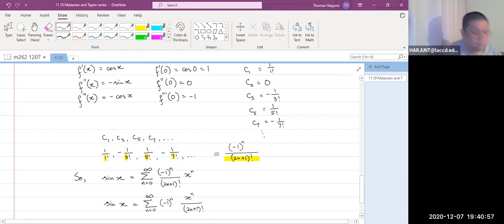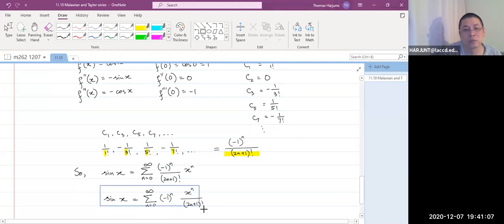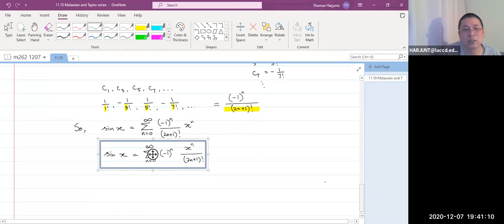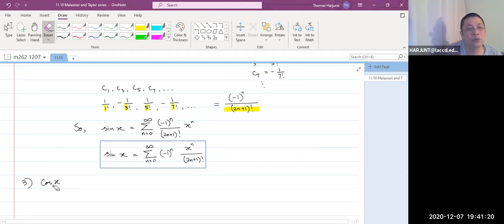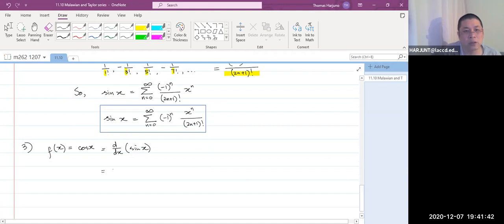Okay. So try to memorize this also. Let me use blue color. Now the consequence for this is the series for cosine. But f(x) equals cosine x, that's simply the derivative of the series for sine, equals the derivative with respect to x of sine x. Therefore, that is the derivative with respect to x of the series.